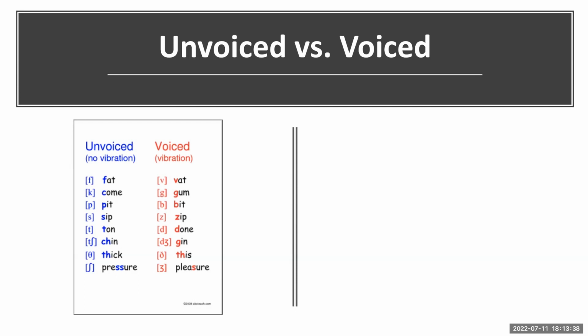Vat. Come, come with a K. Gum, a vibration. Pit, no vibration. And bit. Right. There's this: sip, and zip.